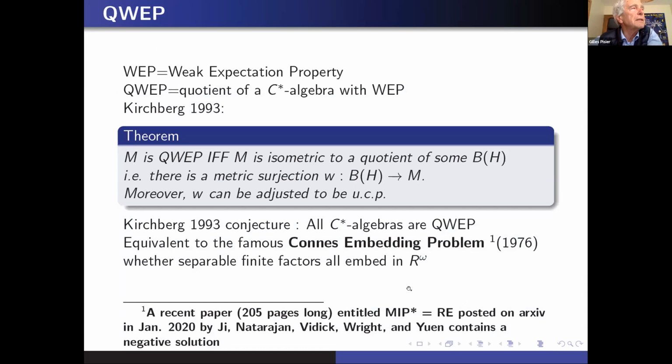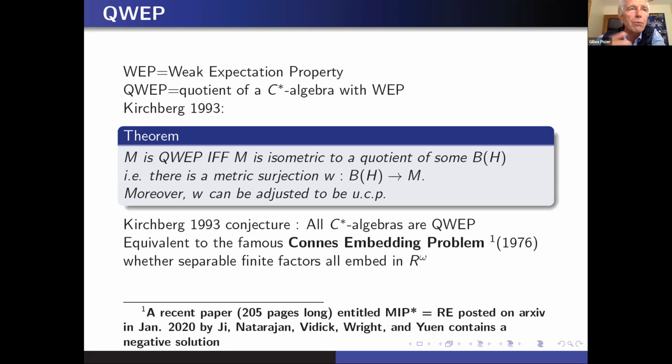Okay, so what is QWEP? QWEP, I already said what it means. WEP is the weak expectation property. QWEP means that it's a quotient of a C-star algebra with the weak expectation property. And one of the many theorems of Kirchberg in his famous 1993 paper is that a von Neumann algebra is QWEP if and only if it's isometric, as a Banach space, simply to a quotient of some B of H.